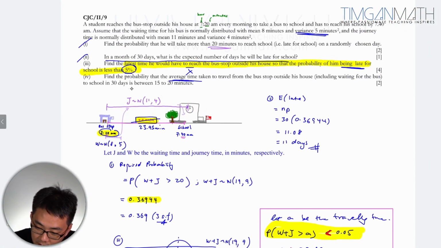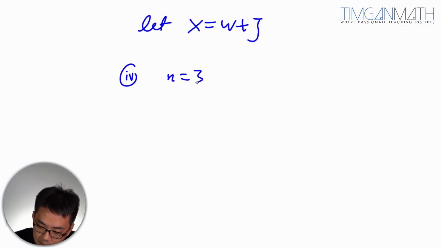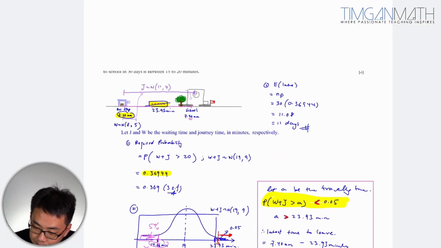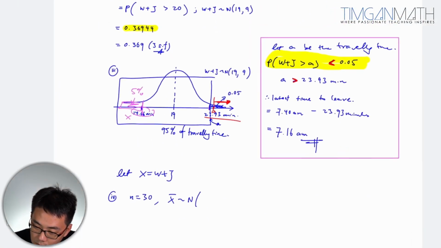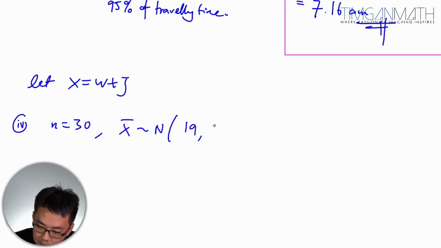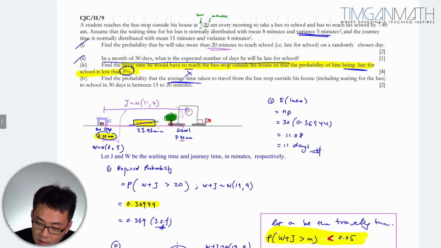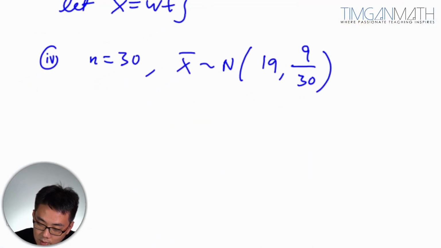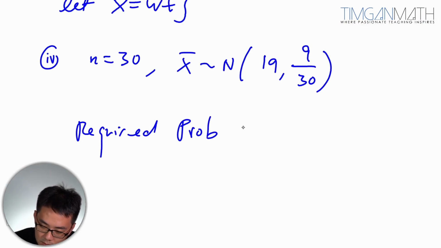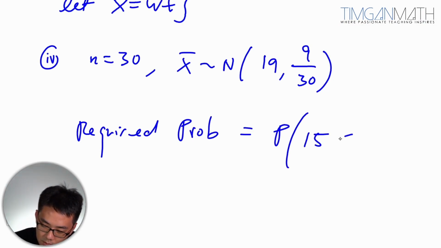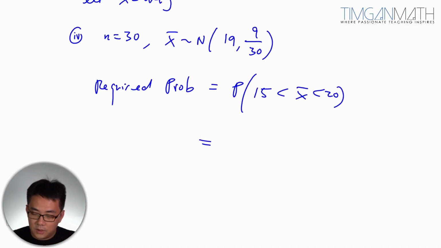Average, right? Average and mean time. So probably the average time, n is 30. So X bar, because it's normally distributed, so everyone is happy. Just 19, 9 over 30. Just divide the variance. Enough already. Required probability will be 15 to 20. Okay, there you go.